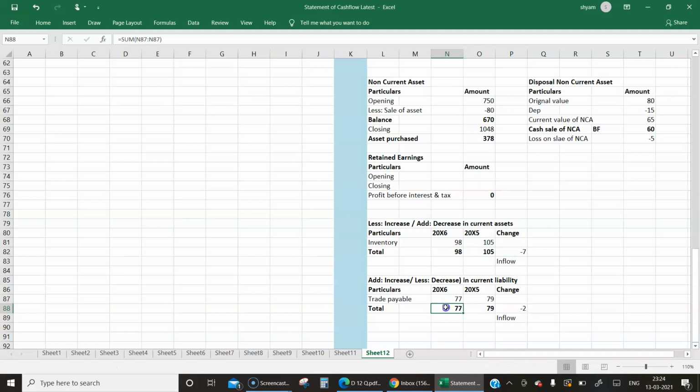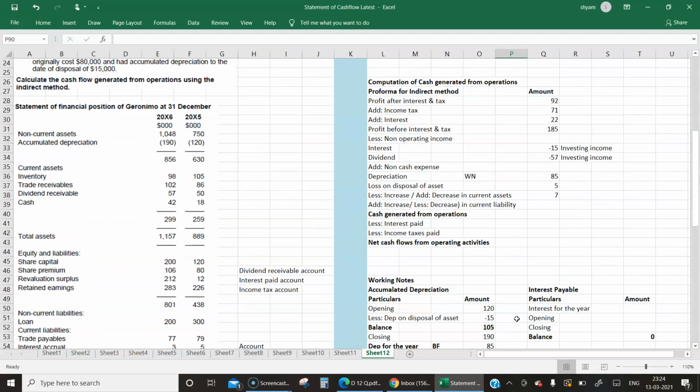So if you see here, last year it was 79, this year it is 77. So earlier we used to get 79 of free money from others, but now it is reducing. It means that we are paying our suppliers correctly. So there is an outflow of cash, so that is -2. So we got till that, and now we'll open the accounts.